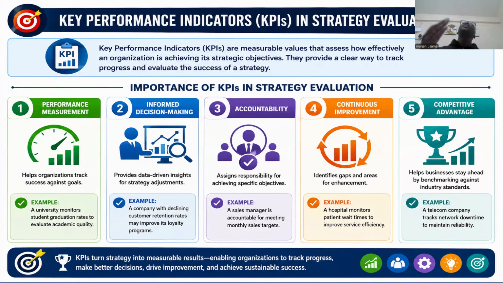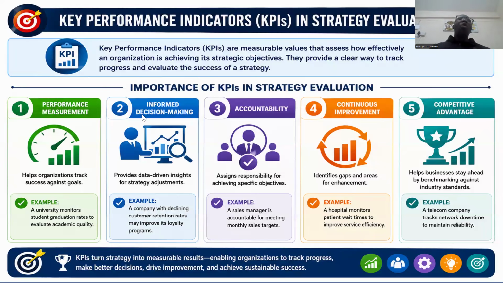This is also related to measuring performance. So what are key performance indicators? These are measurable values that assess how effectively an organization is achieving its objective. So these indicators help us to know if we are doing well, if we are not doing okay. They provide a clear way to track progress and evaluate the success of a strategy.